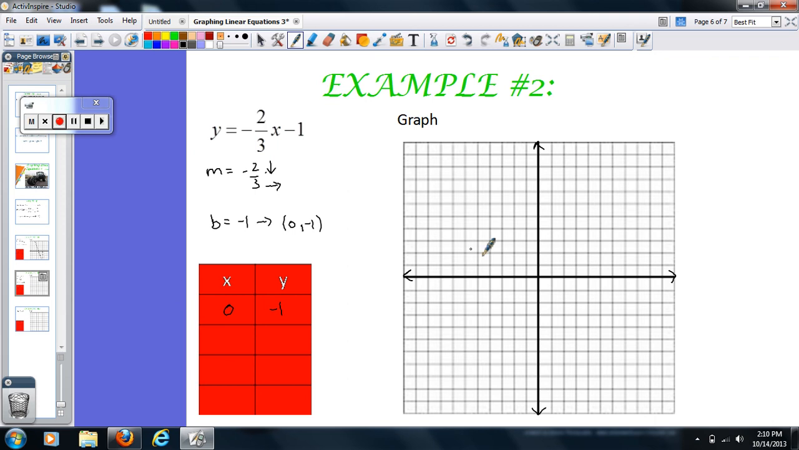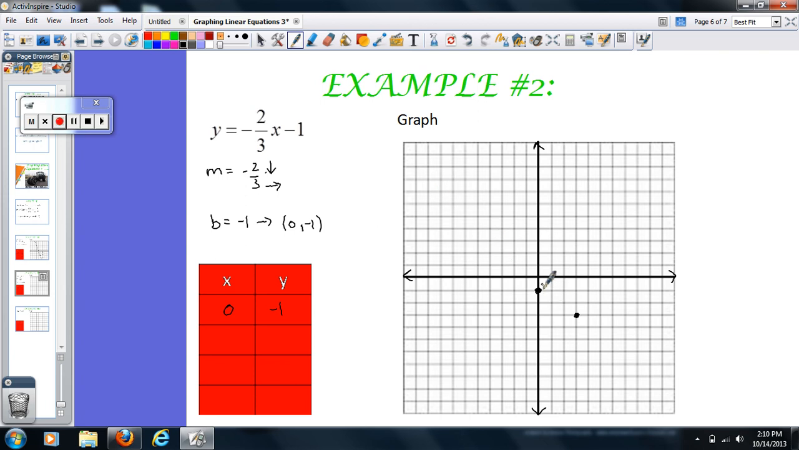And now we're going to graph the point 0, -1, which means I'm right here. Now I'm going to follow the slope: down 2 and right 3. 1, 2, 1, 2, 3. Put a point. And remember, I could continue this way, but I can tell my graph is going to go up here somewhere.